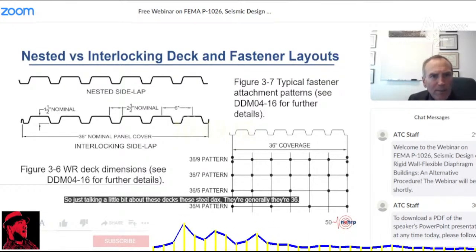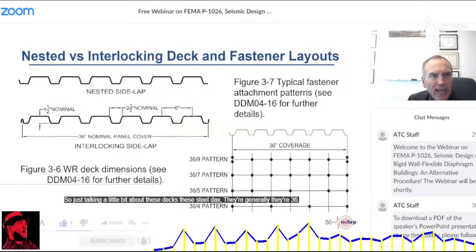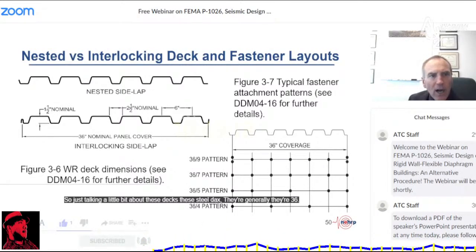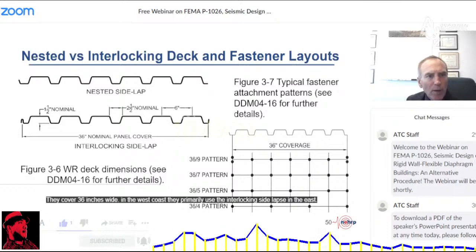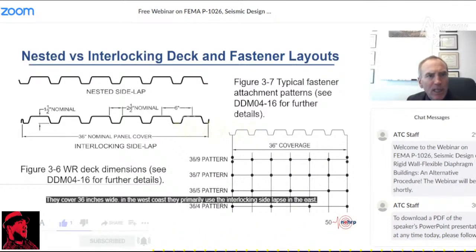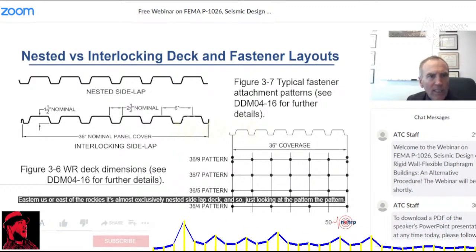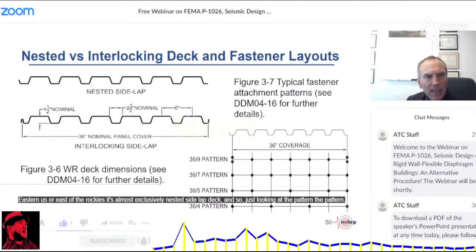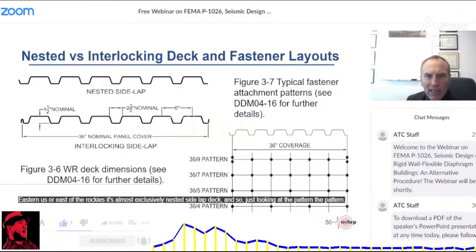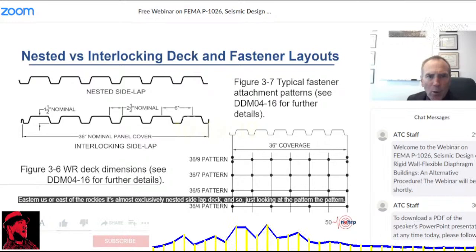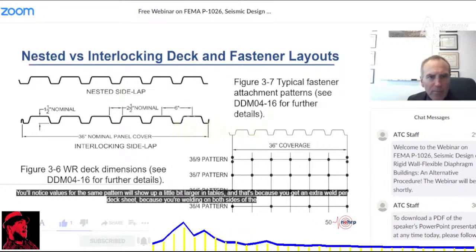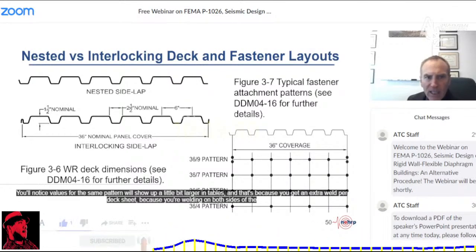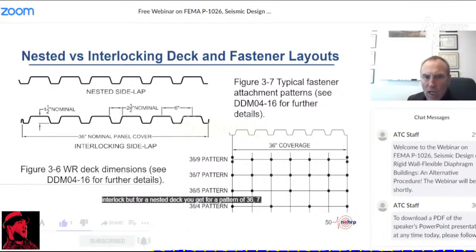So just talking a little bit about these steel decks, they cover 36 inches wide. On the West Coast, they primarily use the interlocking side laps. In the eastern U.S., or east of the Rockies, it's almost exclusively nested side lap decks. Looking at how the pattern works, there are slight differences. For interlocking deck, you'll notice values for the same pattern will show up a little bit larger in tables, because you get an extra weld per deck sheet because you're welding on both sides of the interlock.